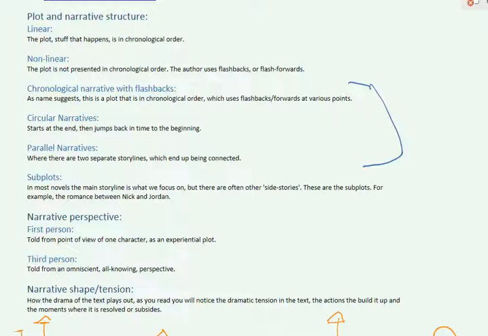Now, subplots. We've talked about what a plot is, and that's the main stuff that happens, the main stuff that drives a story forward. However, within a story, there are also subplots. It's not the main storyline. These are the side stories, as I've put here in inverted commas, that contribute to other stuff. For example, the romance between Nick and Jordan, I would call a subplot within the text The Great Gatsby.